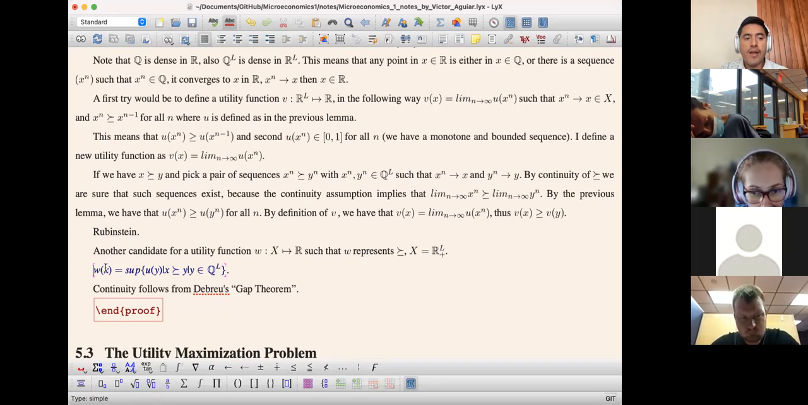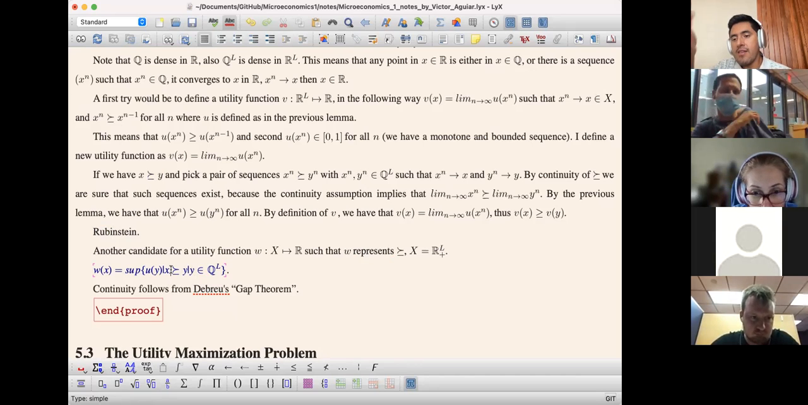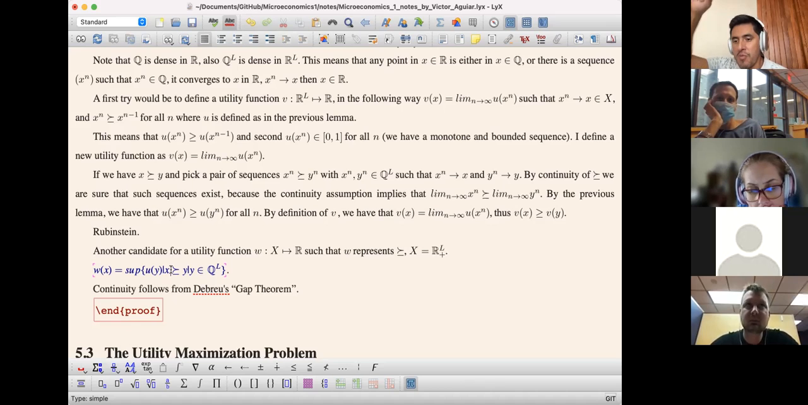I'm going to call it W of x. This is just the supremum of all u of y, fixing x, where you take the supremum over all y's in the rationals Q such that y is worse than x. So what Rubinstein was doing is using the utility I constructed in the previous result for the rationals, where I have a collection of utilities. Then I take the lower contour set of x, and I take the supremum over the utilities in the lower contour set.